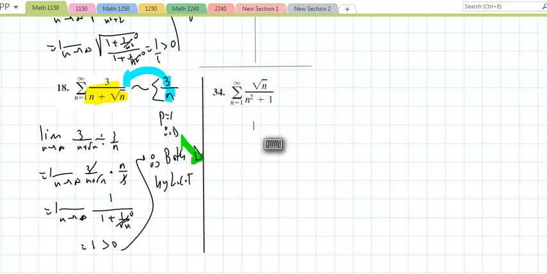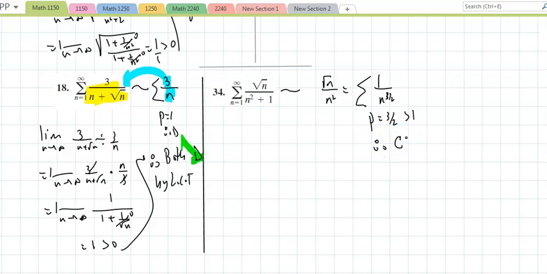And how about 34? Again, I could try the comparison test, or might as well just use the limit comparison test. What dominates the top? Radical n. How about the bottom? n squared. Isn't this 1 over? So if I take 2 minus 1 half, that's 3 halves. Now, this sequence is useless. You have to write it as a series. This is the p series. Therefore, this converges. Now what?